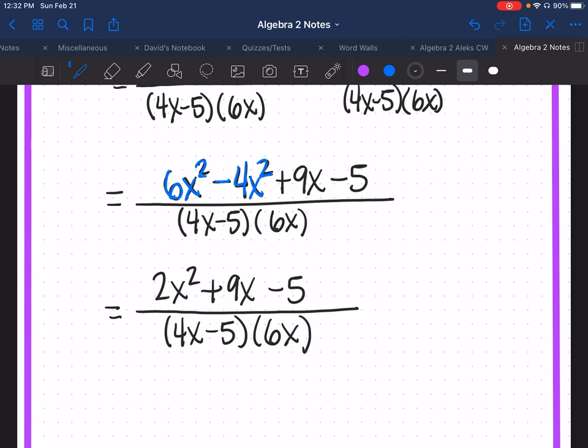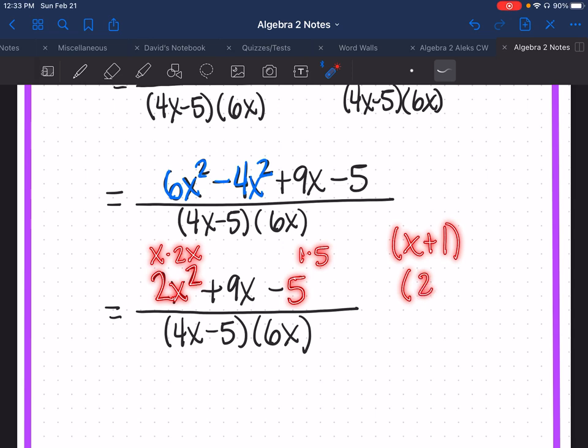Hmm. Can I factor the numerator? Yeah, I could factor the numerator. Let's just take a look at this and this. So 2x squared would have to be x times 2x. And 5 would have to be 1 times 5. So I'm going to get something like x plus 1 and 2x minus 5, something like that.